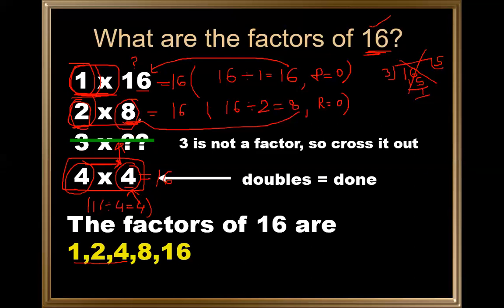Then after 4, we will go with 8. We have to write 8. Then we have to write 16. So in this way, you basically have to make a U. You have to go like this. So these are the factors of 16. 1, 2, 4, 8, and 16 are the factors of 16. In this way, you have to find them.